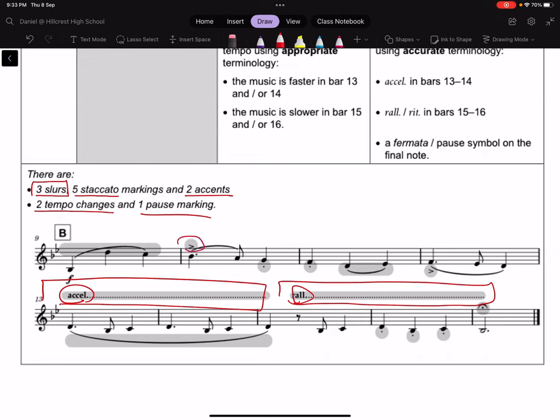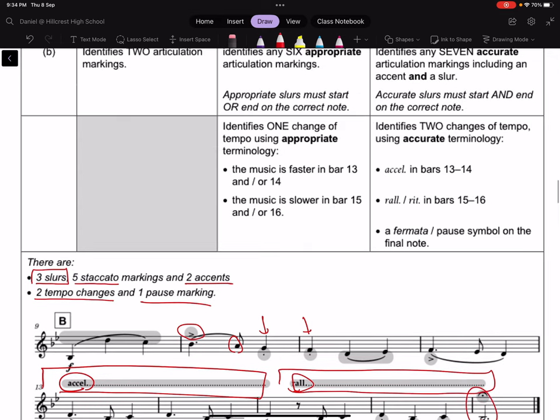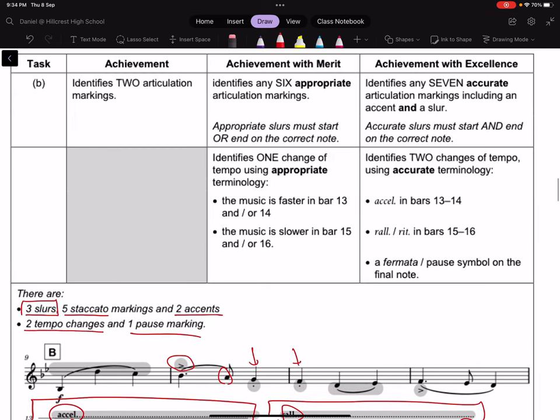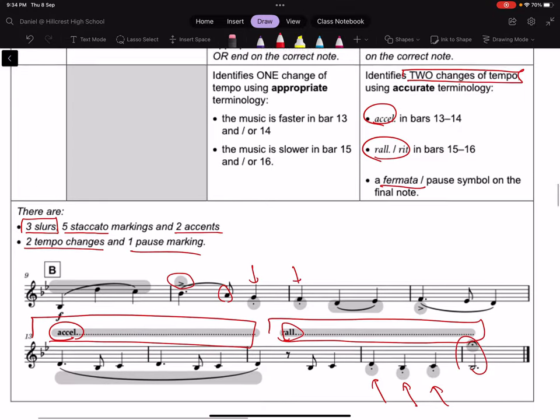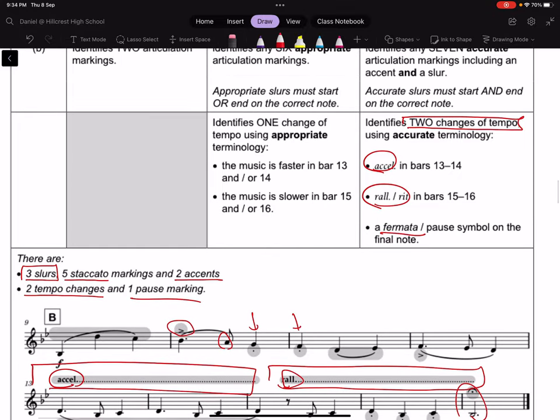All right, so accent is there, we've got staccato there, there. I did hear the detachment there too. Sorry. So you only had five. Okay, that's from what I think I got. Okay, you have to identify two changes of tempo, both accelerando and rallentando. So I failed with this one. Fermata is that one.